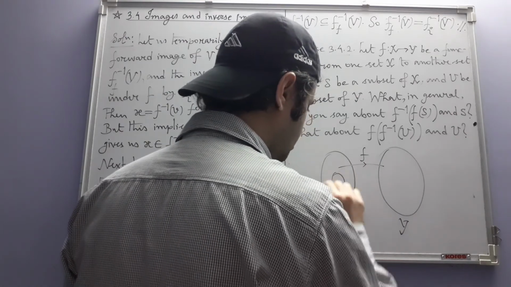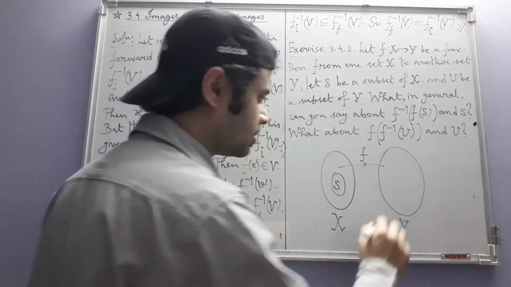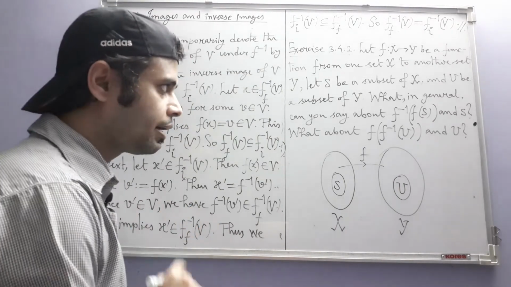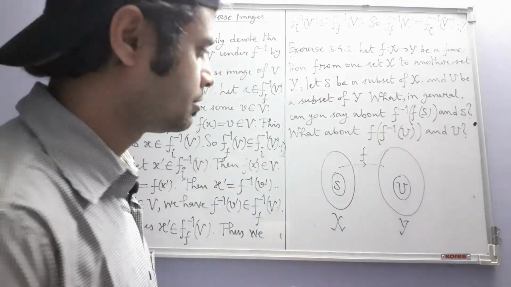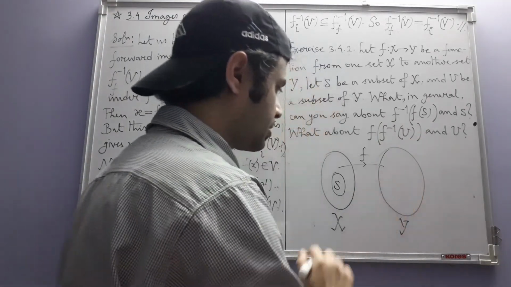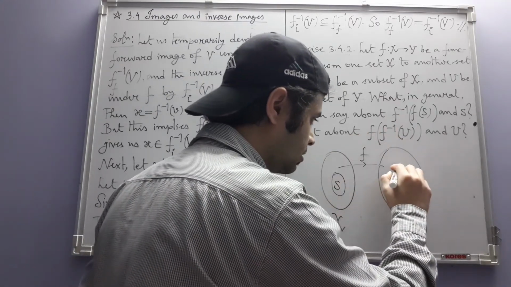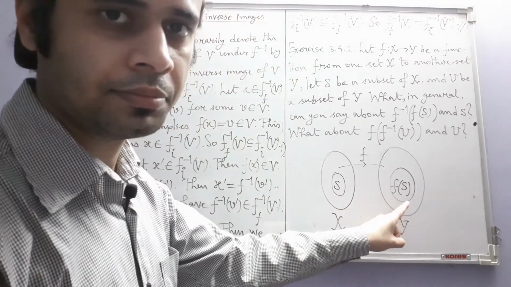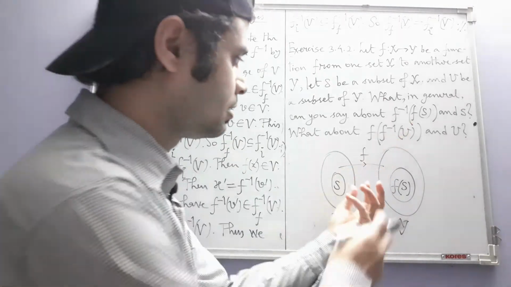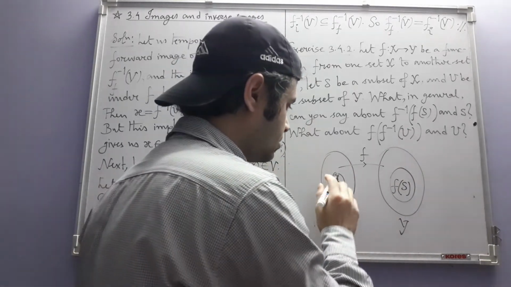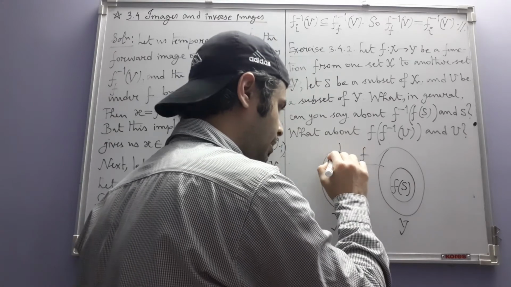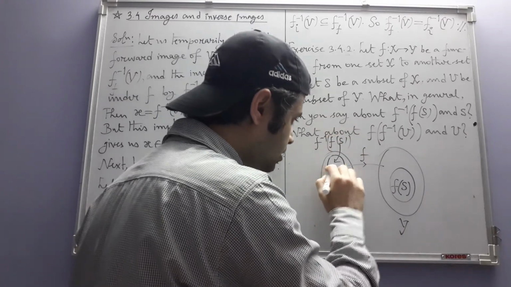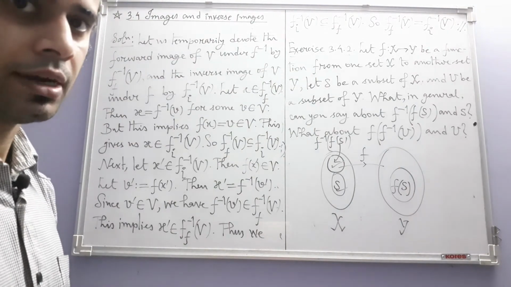Now we are given a set S in X. S is a subset of X, and also a subset U of Y. Okay, so what happens when I apply F to S? We will see this U afterwards. Once I apply F on S, I get the forward image of S under F, and that is a subset of Y. On that, if I apply F inverse, then I come back to X. So now I have this subset F inverse of F of S. What is the relationship between this set and this set? That's what we have to figure out first of all.